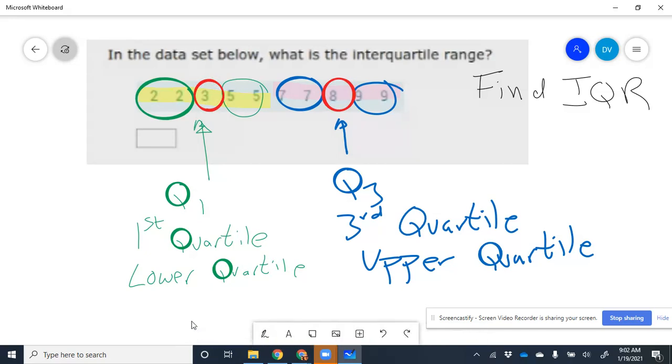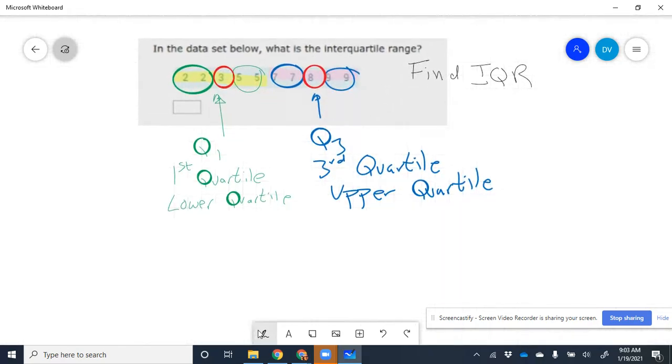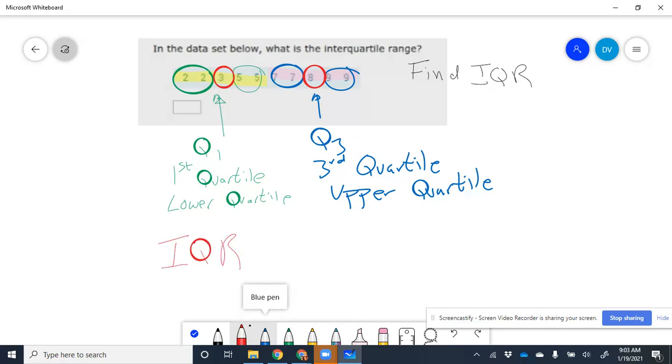So let me shrink this a bit. And so our answer for the interquartile range will be 8 minus 3. IQR, I'm just going to use those letters instead of the words, is going to be 8 minus 3. So our answer will be 5. The interquartile range is the range between the upper quartile and the lower quartile, or the third quartile minus the first quartile. 8 minus 3, answer is 5.